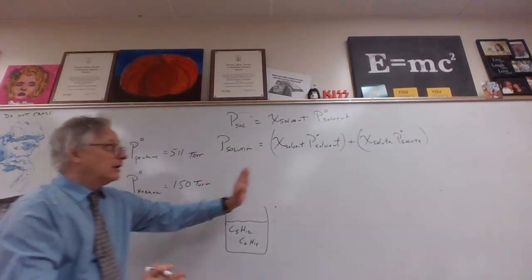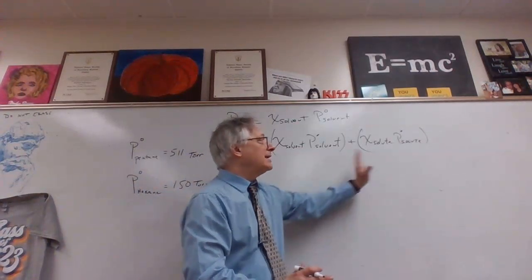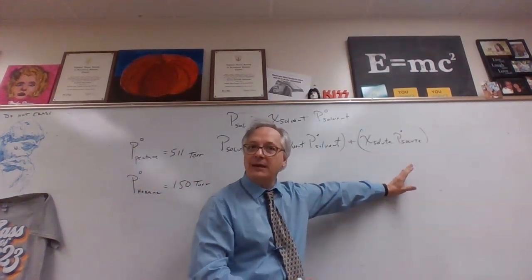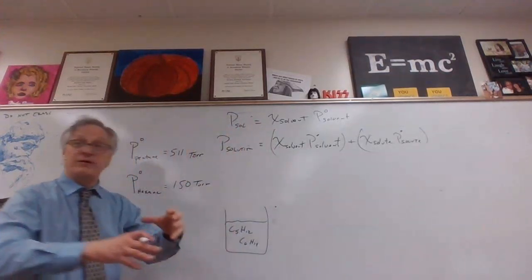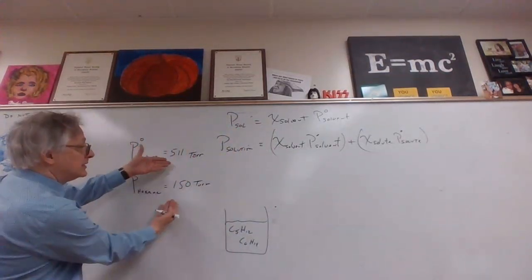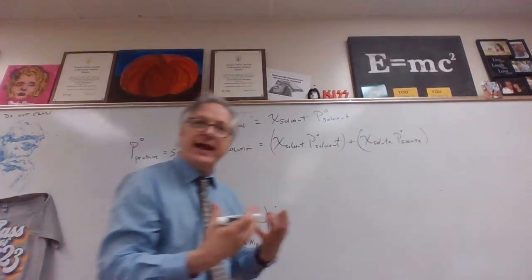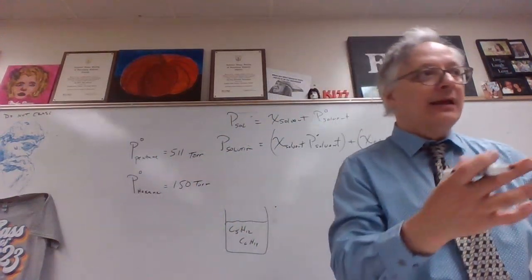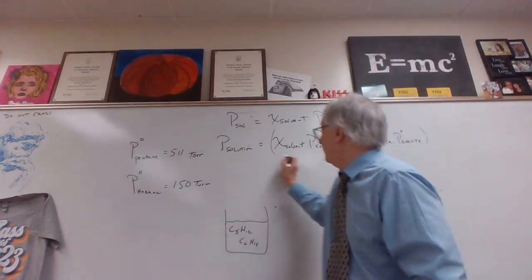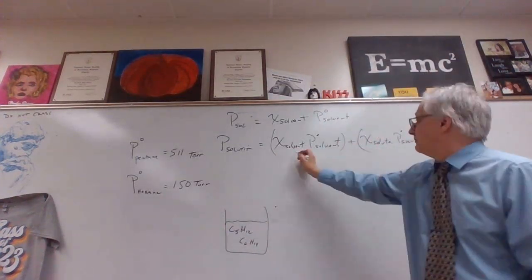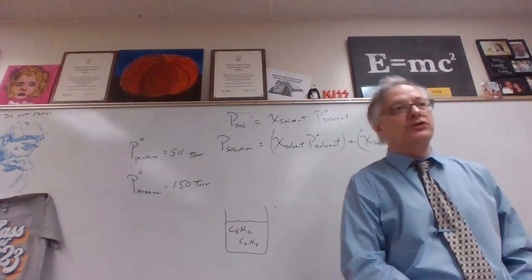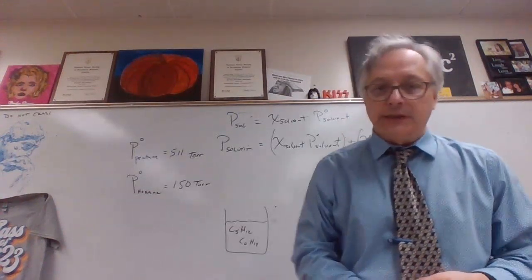Now look, we're mixing some hexane and we're mixing some pentane. So the vapor pressure of the resulting solution is going to be some weighted average of these two. And weighted average, of course, means that you have to account for, in this case, the weighting factor, which is the mole fraction.